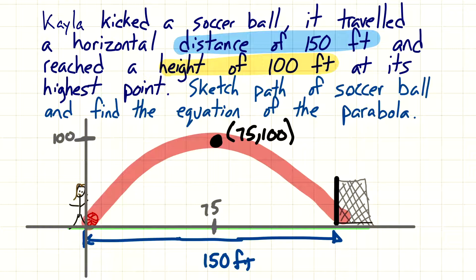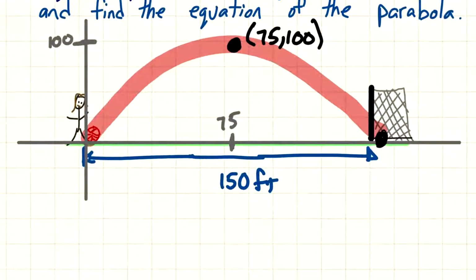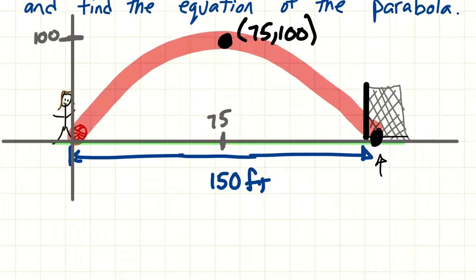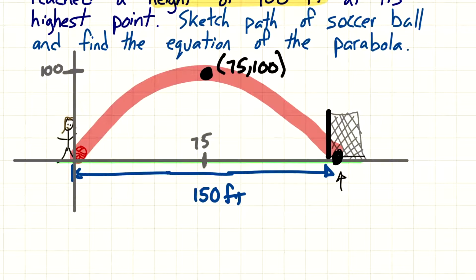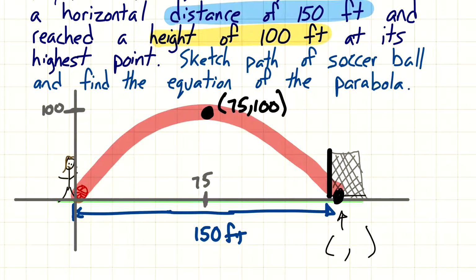Now we're going to need to know where the ball lands. So assuming it's going to be over here, let me ask you this: what is going to be this point in the goal? Make sure when you write out your points, you use parentheses, or else it's not a point, it's a list of numbers. See if you can tell me what that point is.